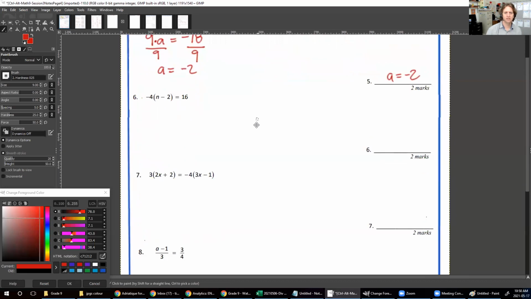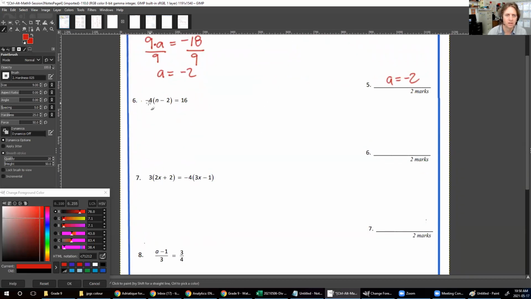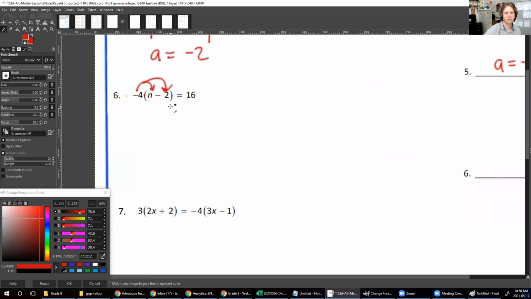Okay, and here's where we get into the brackets. So we have negative 4 times whatever's in this bracket. So I'm going to draw my little arrows. This is where you can bring out your inner artist and draw not much nicer arrows than me. And so it means I have to multiply. This is negative 4 times whatever's in the brackets.